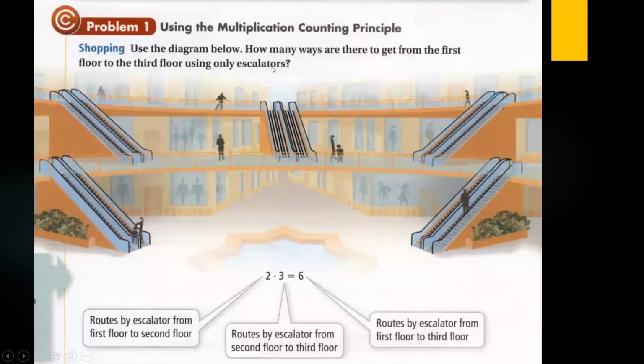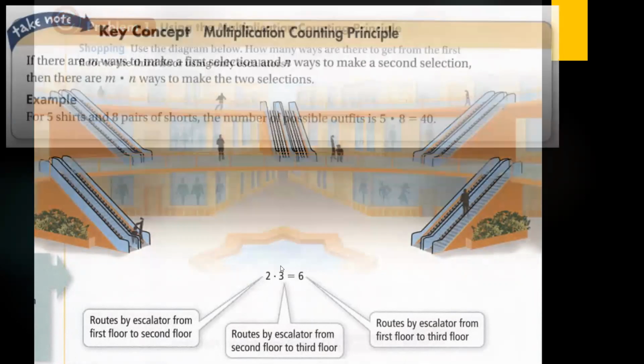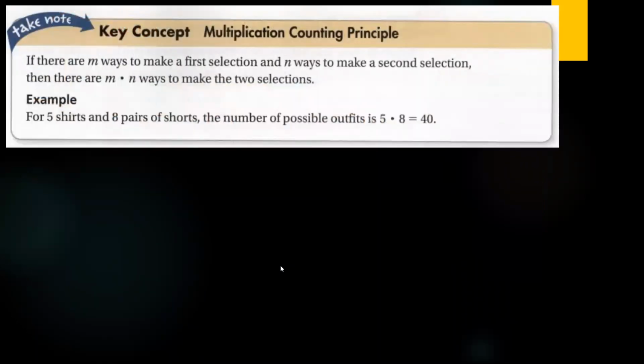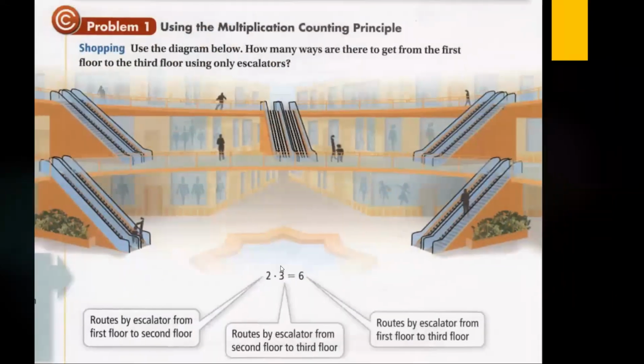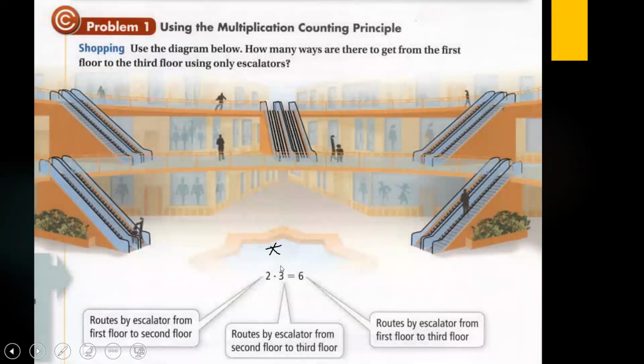Now let's have this example here. Use the diagram below. How many ways are there to get from the first floor to the third floor using the escalators? Here, you are on the first floor, and you have two choices. As an example, you are standing at this star and you want to go up to the second floor. You can use the left or the right.